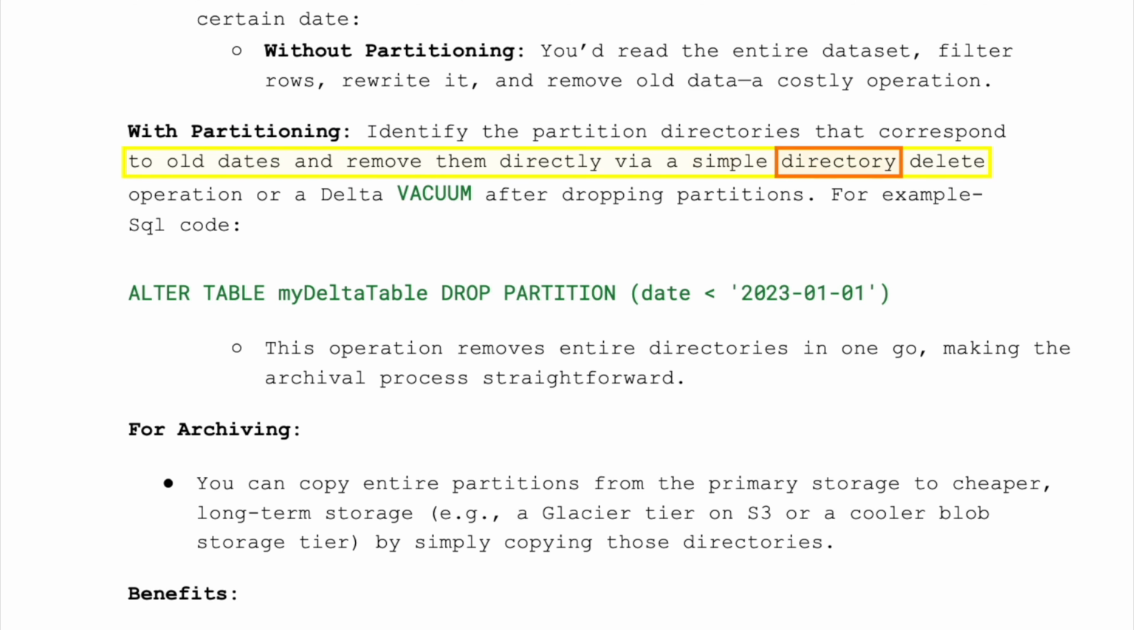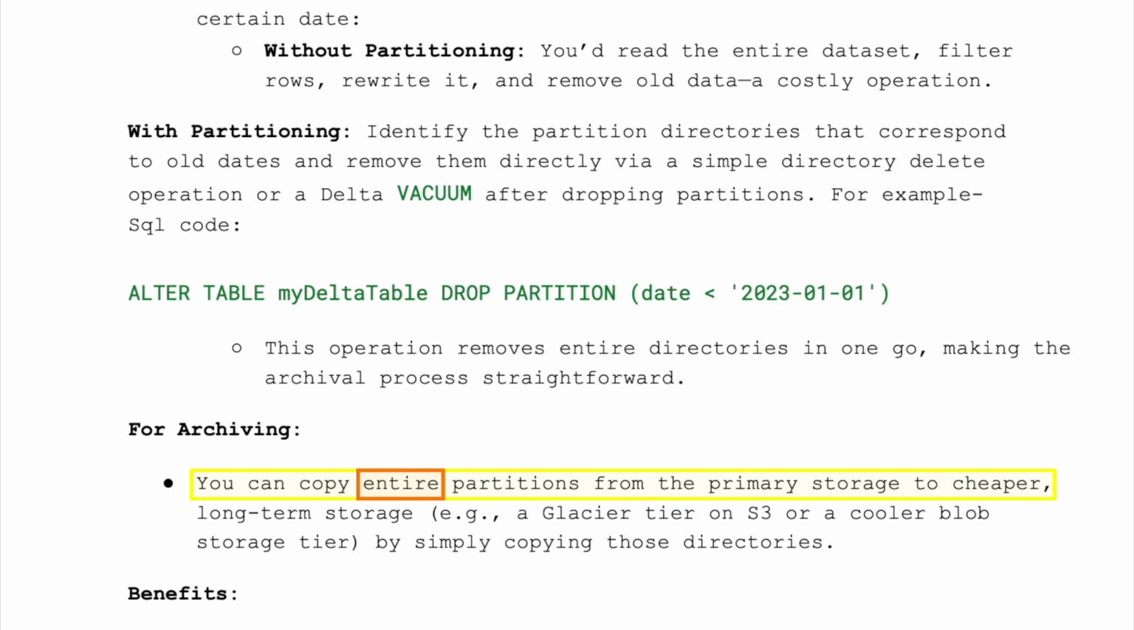For example, SQL code: ALTER TABLE mid_delta_table DROP PARTITION (date < '2023-01-01'). This operation removes entire directories in one go, making the archival process straightforward. For archiving, you can copy entire partitions from the primary storage to cheaper, long-term storage, for example, a Glacier tier on S3 or a cooler Blob storage tier, by simply copying those directories.